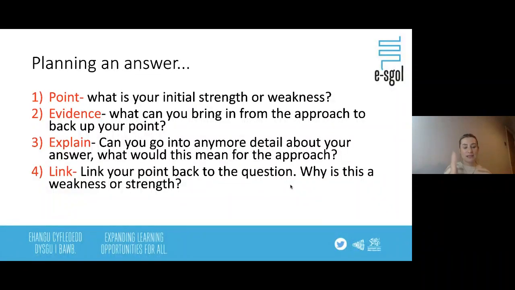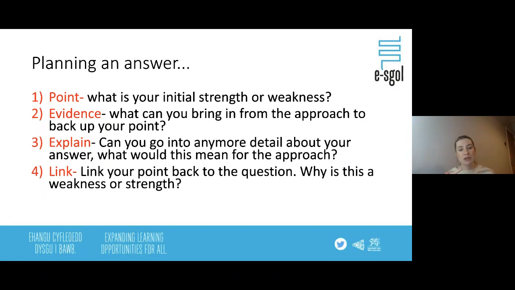Okay, planning an answer. This is a method that I use with my students. We always do PEEL paragraphs: point, evidence, explain, link. For the point, you're going to start with what is your initial strength or weakness. So one weakness of the psychodynamic approach is that it's not scientific, okay?